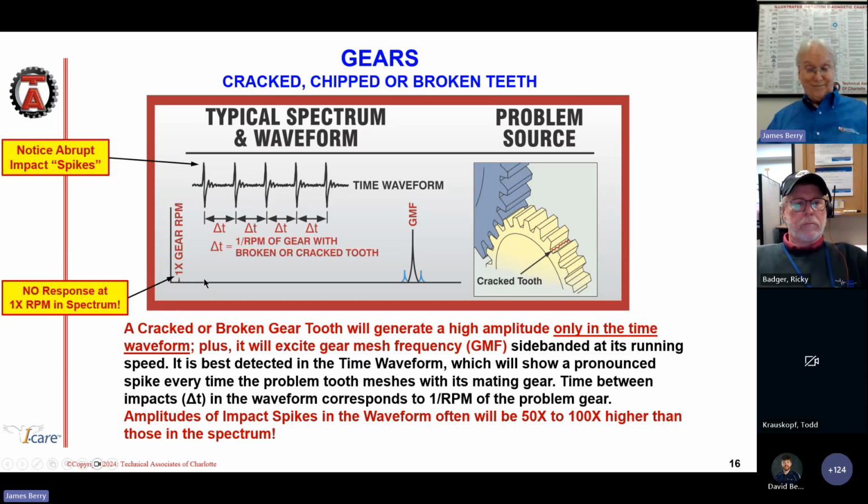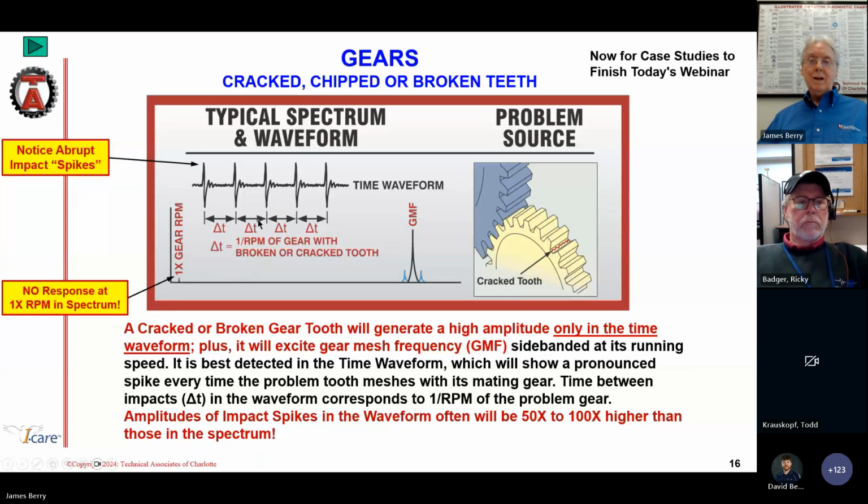There are, unfortunately, diagnostic charts out there that tell you for a cracked or broken tooth, you'll see the problem at 1 times RPM of the gear with a problem. That is not true. You cannot see a cracked or broken tooth with a spectrum. Now we're going to go with some case studies to finish today's webinar.